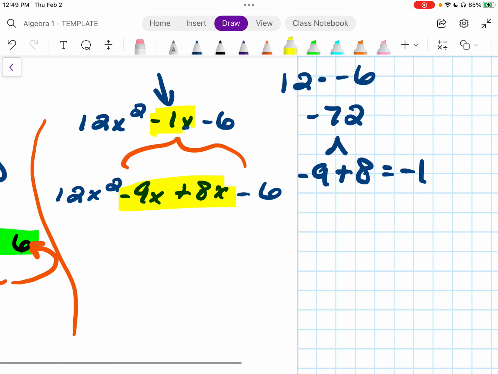Now, what we're going to do here is a fancy trick. We're going to factor by grouping. We're going to look at our first 2 pieces, and we're going to look at our last 2 pieces. We're going to look at them separately. Okay? Here, let me see if I can erase that yellow.